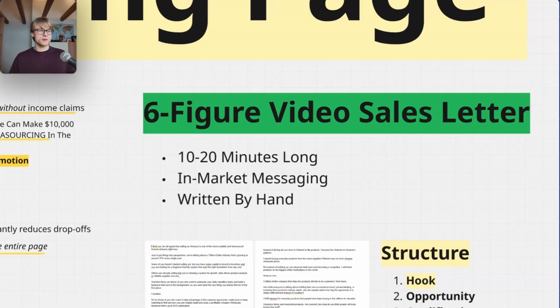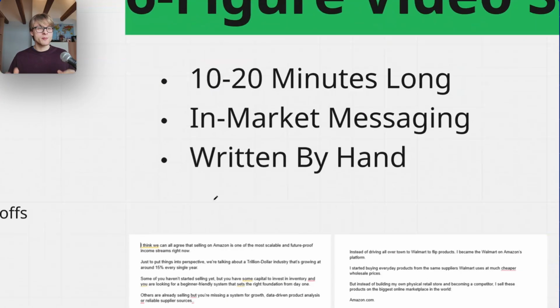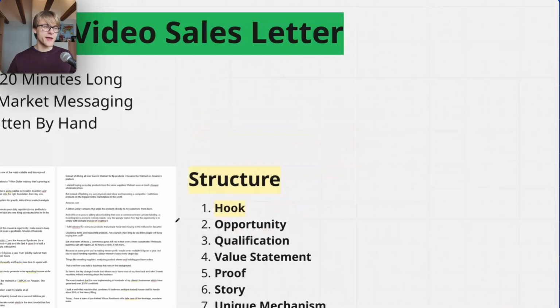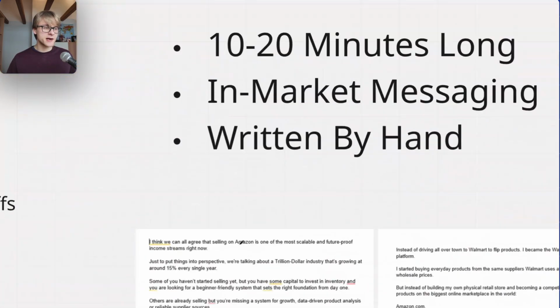Okay, just to show: in-market messaging should be written by hand, not by AI, and be 10 to 20 minutes long. So as you can see, we start with something called a hook. And it's an in-market hook.